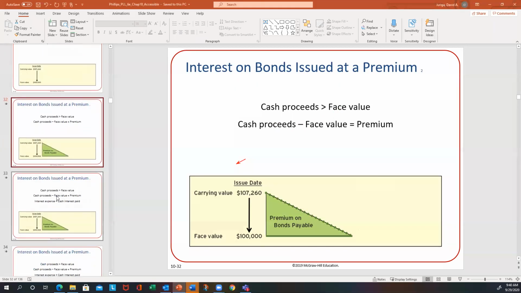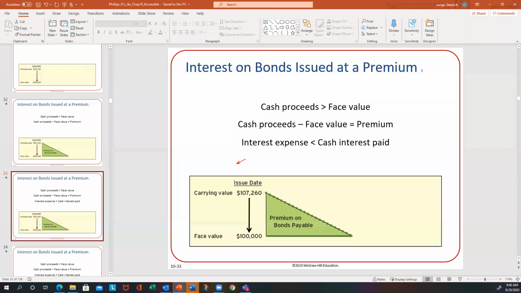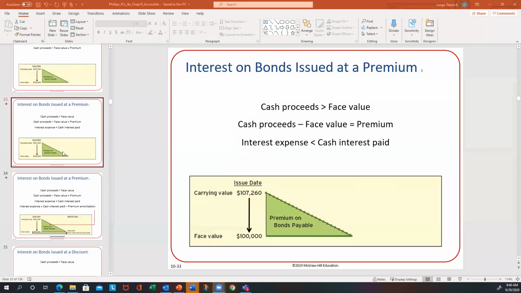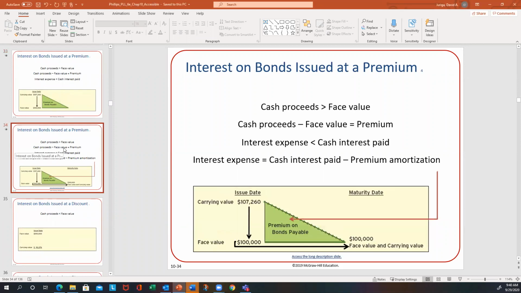So essentially, the interest expense that you're going to record will actually be less than the interest that you paid, because we're going to offset that interest paid by this premium. We're going to do what's called an amortization of bond premium. And when we do that, that's what's going to cause our interest expense on a journal entry to actually be less than the interest amount that we paid. So again, we'll get this thing called premium amortization.